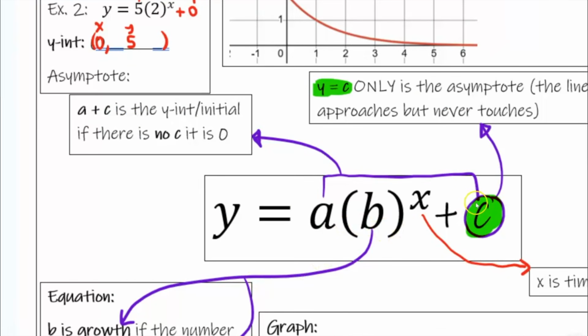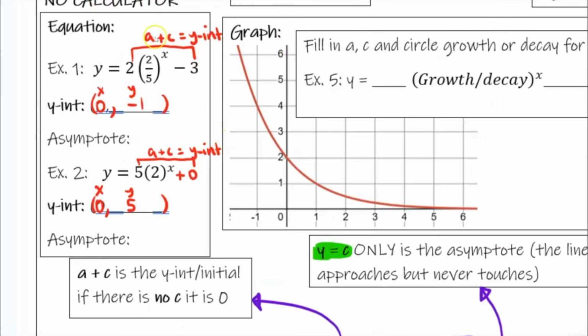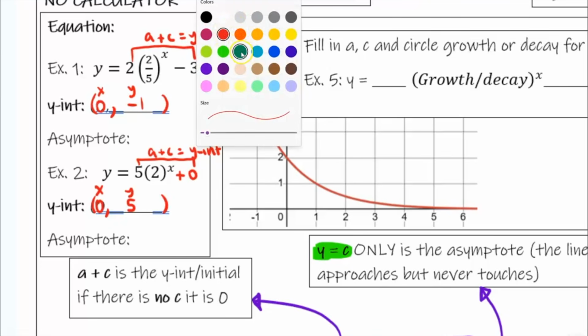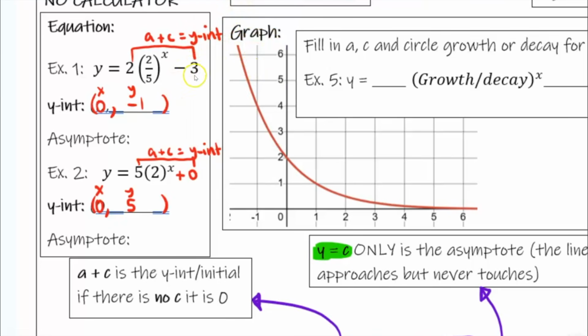To find my asymptote is only y equals c. Only c is the asymptote, the line that approaches but never touches. So just this c piece. So I'm going to go back here. Just the c piece. So I'm going to highlight what is the c? This one. So what is my asymptote? And you must always make it an equation. It's going to be y equals negative 3. And again, as I'm doing my question, you're doing yours. Again, what is the asymptote for this equation here? I don't have anything there, so it's an invisible 0. So my asymptote is equal to, and there must be an equation, y equals 0.